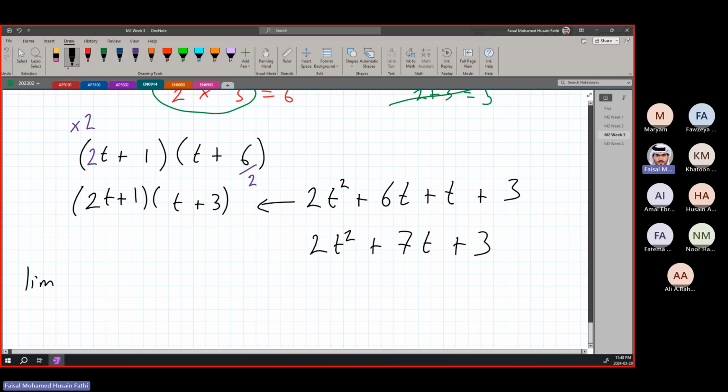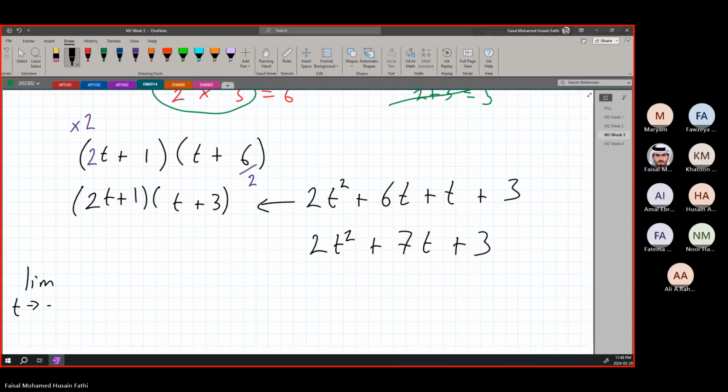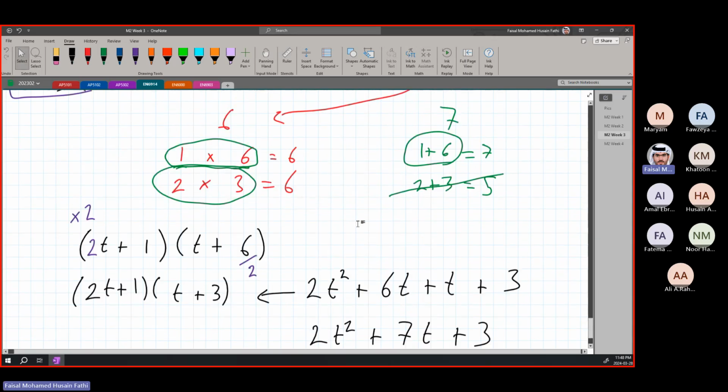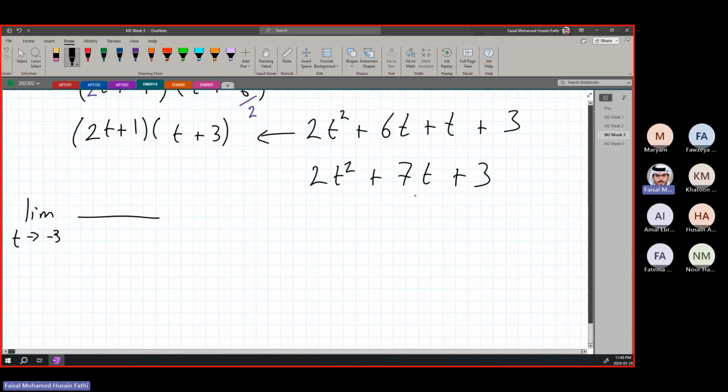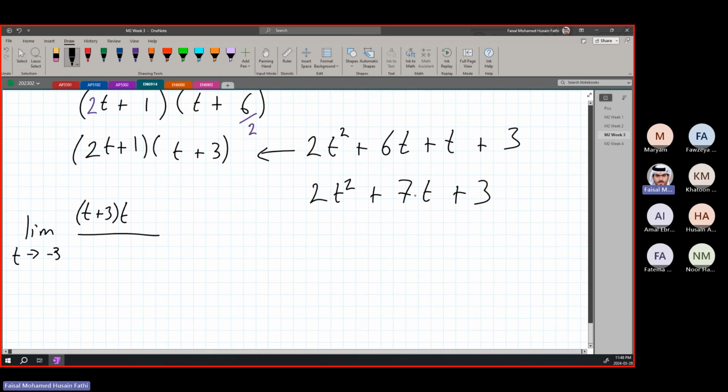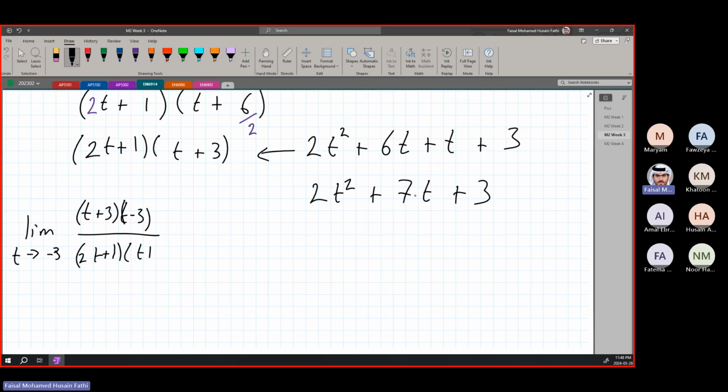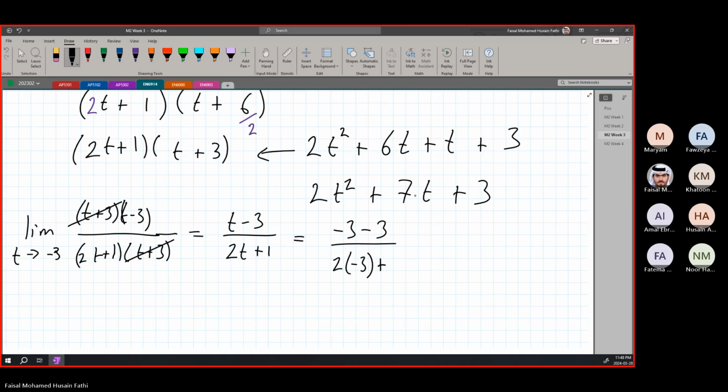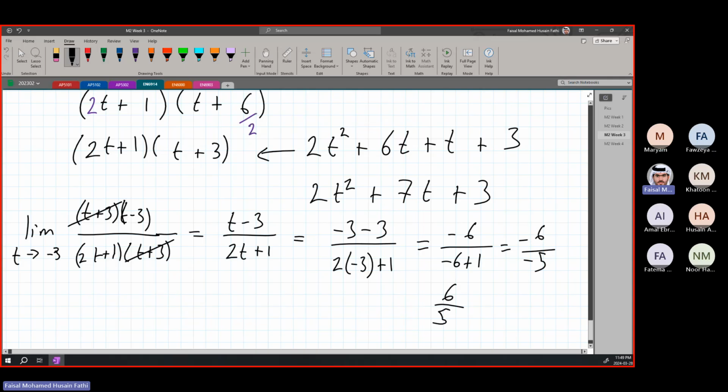The limit as t goes to -3 of, we factorize the top part to be t plus 3 into t minus 3. And the bottom part is 2t plus 1 into t plus 3. T plus 3 and t plus 3 will cancel. So you'll be left with t minus 3 over 2t plus 1, which is equal to -3 minus 3 over 2 times -3 plus 1, which is equal to -6 over -6 plus 1, which is -6 over -5. So simply it's 6 over 5. And this is how you would solve this question.